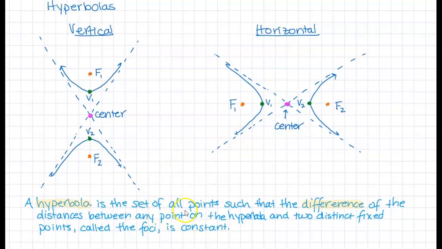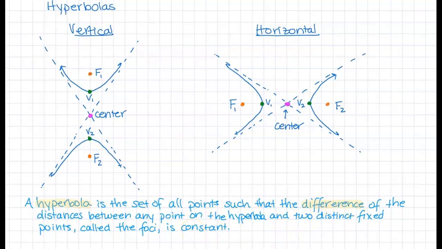And then down here at the bottom, we have the definition. A hyperbola is the set of all points such that the difference of the distances between any point on the hyperbola and two distinct fixed points, called the foci, is constant. This definition hopefully looks very familiar to you because it is almost identical to that of the ellipse. The only difference is, obviously, instead of the word ellipse, we have hyperbola, and the ellipse has sum, and a hyperbola says difference. So the ellipse is the sum of the distances, and a hyperbola is the difference of the distances that are constant.